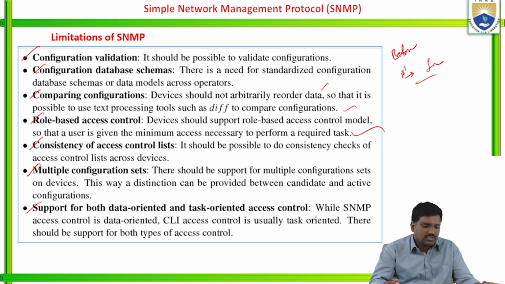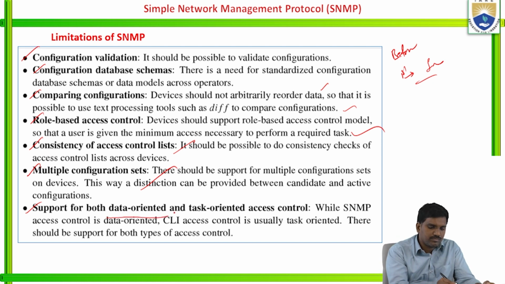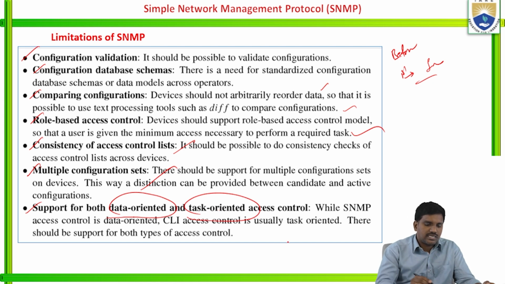Multiple configurations. It is for single, and it is for multiple configurations. And the last one, support for both data oriented and task oriented access control. So here it can be bidirectional. The SNMP access control is data oriented, while the CLI access control is usually task oriented. There should be support for both types of access control.